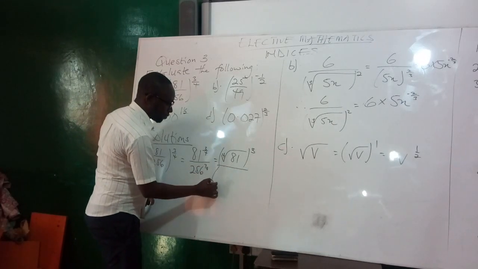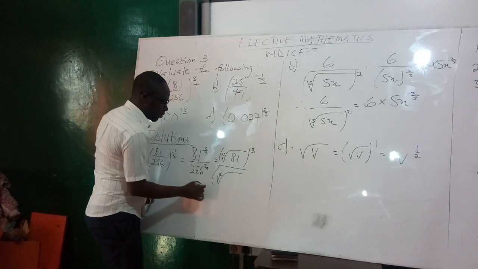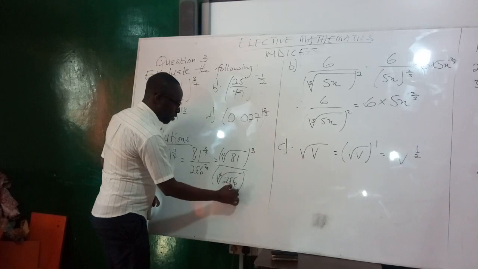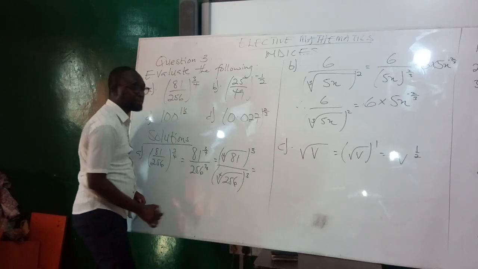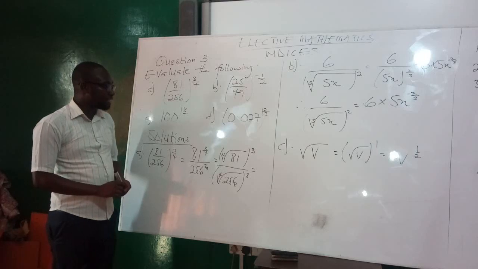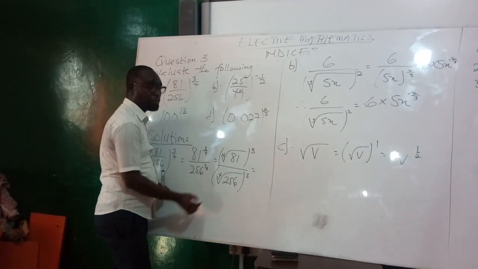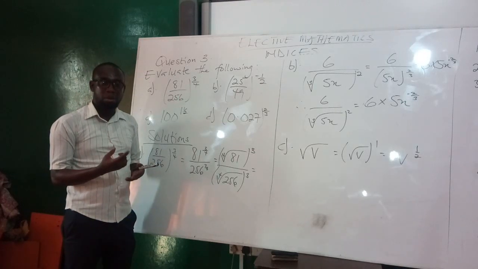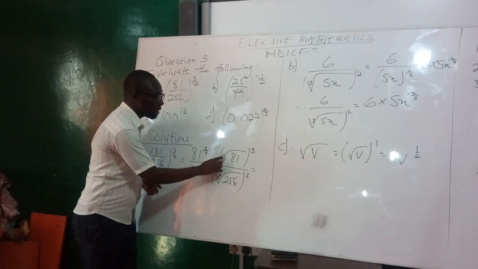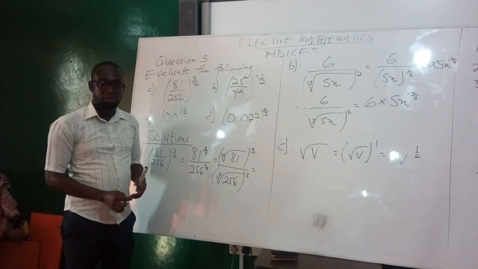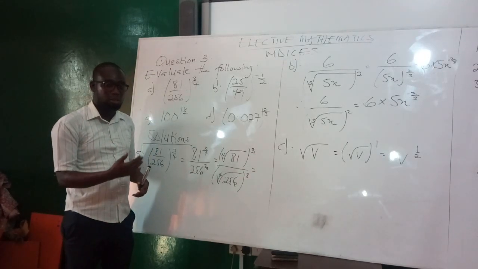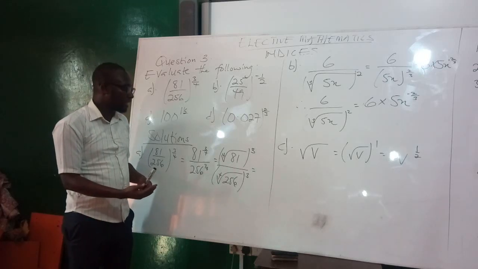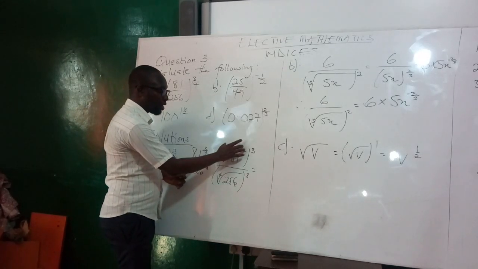Divided by the fourth root because the denominator is 4. Then we have 256 all raised to the power of 3. Now what does this mean? When we write the fourth root of 81, it means that we need a number that multiplies itself 4 times, because the number here is 4, to get 81. So which number multiplies itself 4 times to get 81? You know that 3 times 3 times 3 times 3 will give us 81. So the fourth root of 81 is 3.